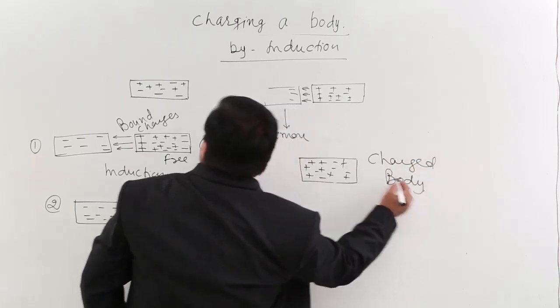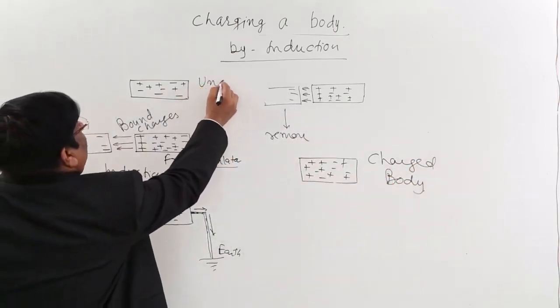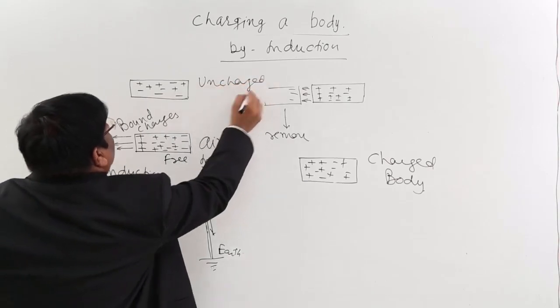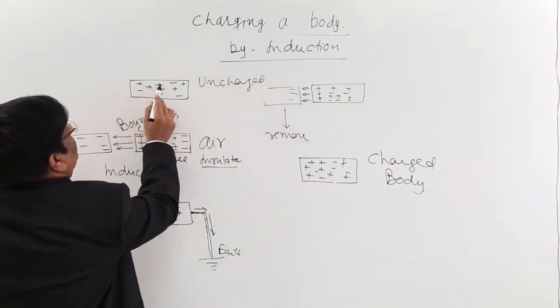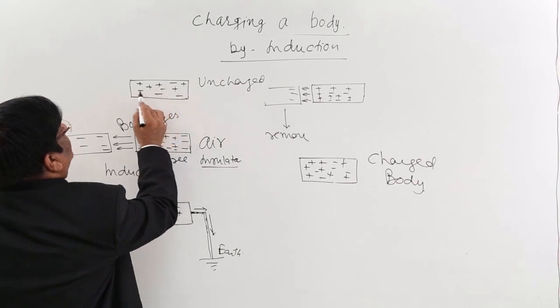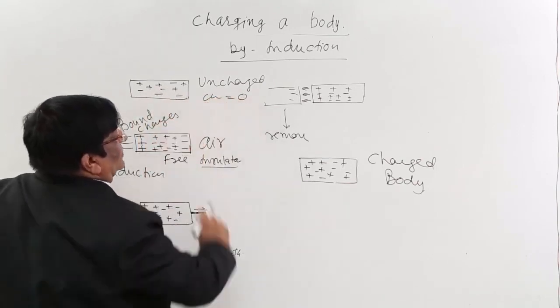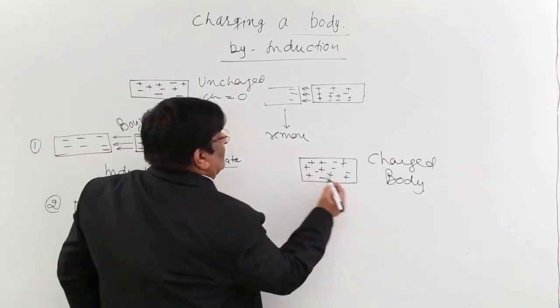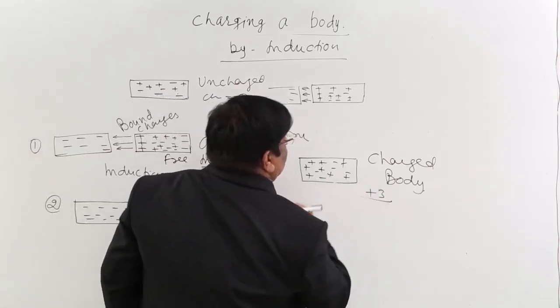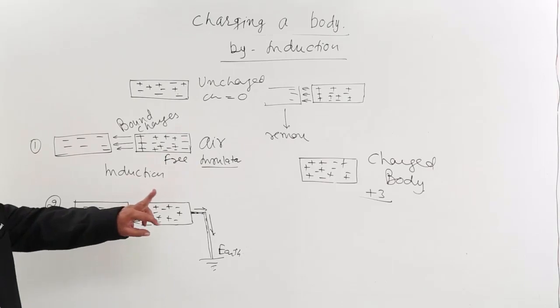And when we started, how was it? Uncharged. Why was it an uncharged body? 1, 2, 3, 4, 5 and 1, 2, 3, 4, 5. Equal, uncharged. How much was the charge? 0. Now it is a charged body and the charge is, yes, it has come from here.